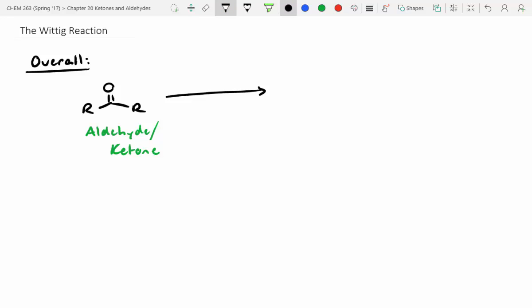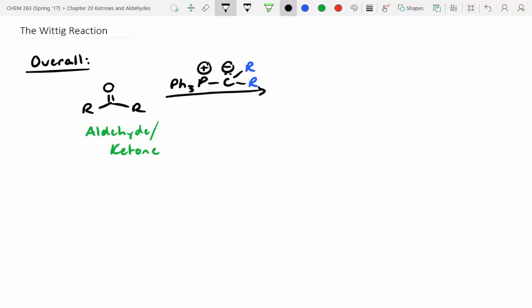Then what you're going to do is you're going to react this with something called an ylide. This is a triphenyl group, so three benzene rings, essentially, attached to a phosphorus that's attached to a carbon. And in this example, I'm going to label this as R and R. And this carbon's negative, and the phosphorus is positive. So triphenylphosphine is really common in organic chemistry, especially once you get into inorganic chemistry and organometallic chemistry.